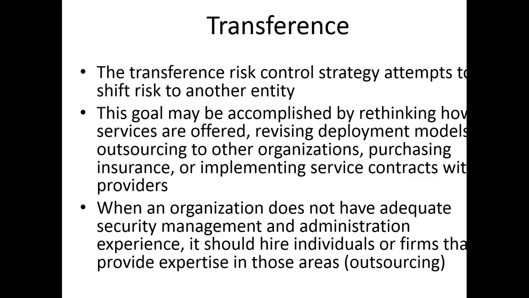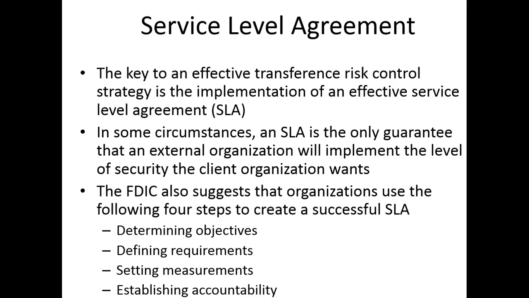Sometimes the firm might not have security management experience. They should hire an individual or some firms to provide the expertise in those areas, which means they are going to outsource that part. In order to have an effective transference risk control strategy, we need to have an effective service level agreement, what we call in the organization the SLA. In some circumstances, an SLA is the only guarantee that an external organization can implement the level of security that the client organization wants for their valued assets.